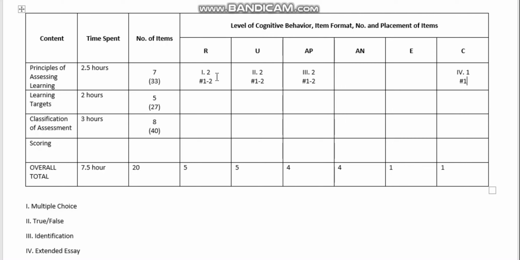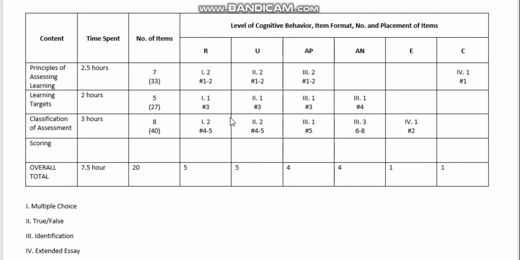So in summary, that means for numbers 1 and 2 for test 1, your question must be all about the principles of assessing learning. Okay, so on and so forth.